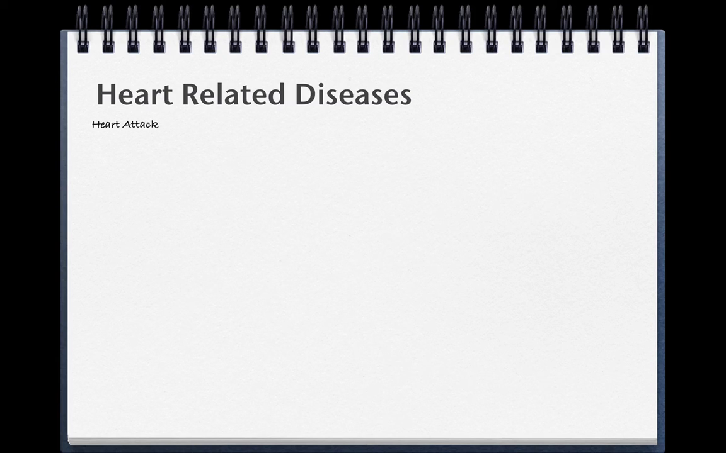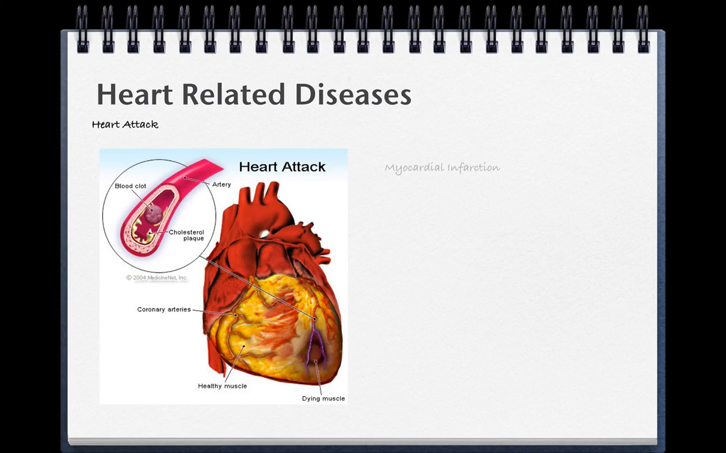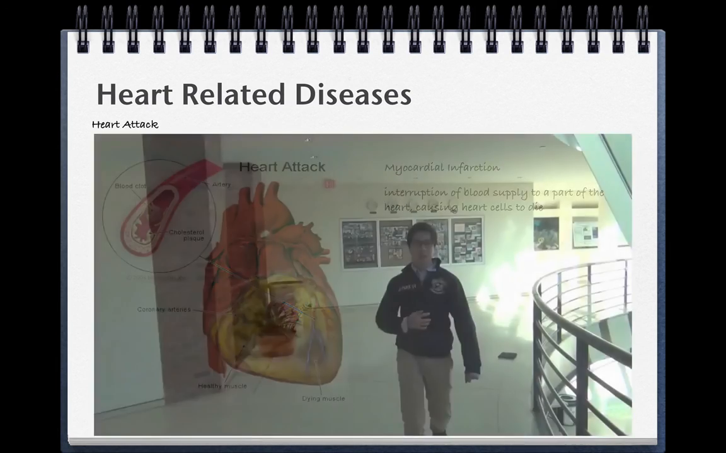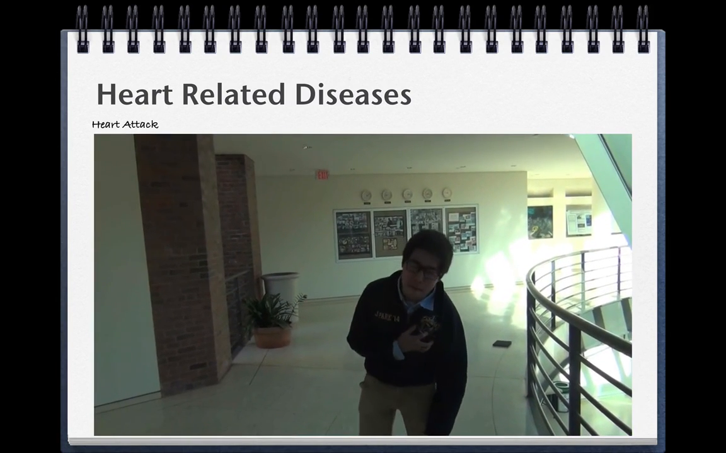Last but not least, we have the heart attack. The heart attack is another name for myocardial infarction. It's basically an interruption of blood supply to a part of the heart, causing heart cells to die. Looking at the figure to the left, there are blood clots and cholesterol plaques, which are the main examples of clotting the artery and preventing blood flow to the heart. With the heart attack, you may end up like the guy here.